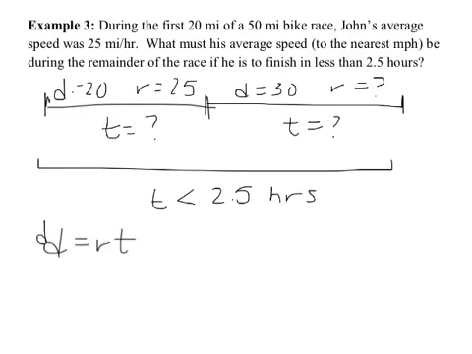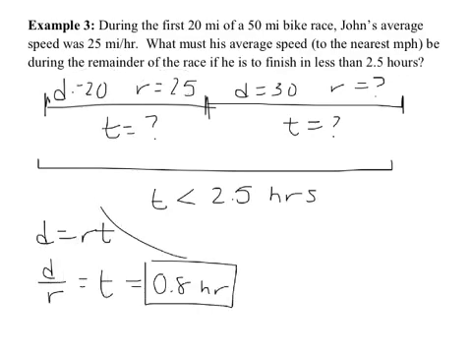So in the first part, we have distance equals rate times time. Solving for time, we have distance over rate. We take our distance of 20 over the rate of 25. 20 over 25 is 0.8. So this is 0.8 hours. That's what the first leg of the race is. Well, if the whole thing has to be less than 2.5 hours, we can take this away from 2.5 to see what we're left with. And that tells us that we're left with 1.7 hours. And because we want it to be under 2.5 hours, we really need to be under 1.7 hours for this to be successful.